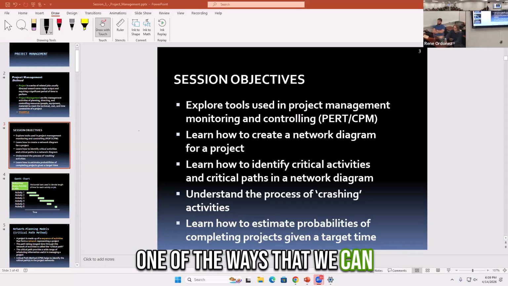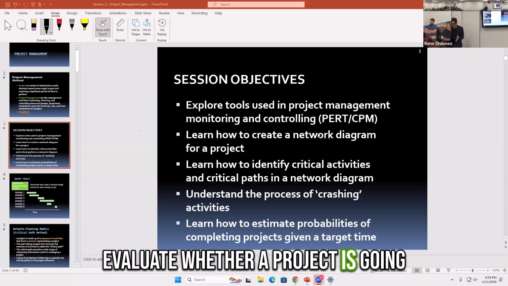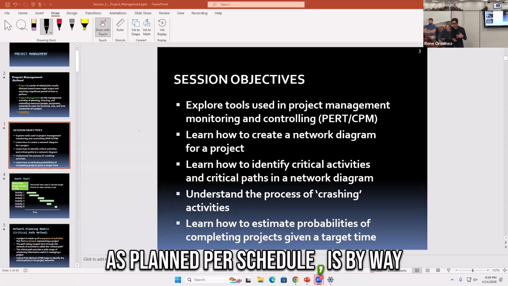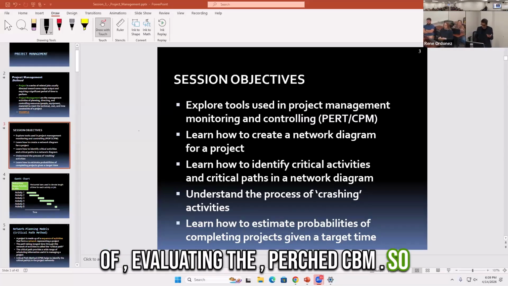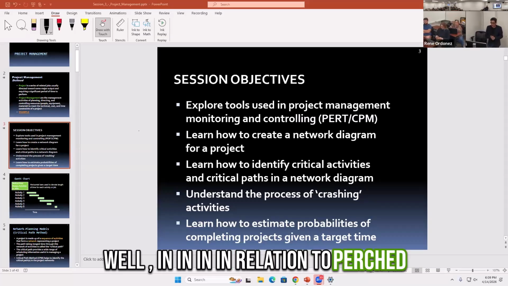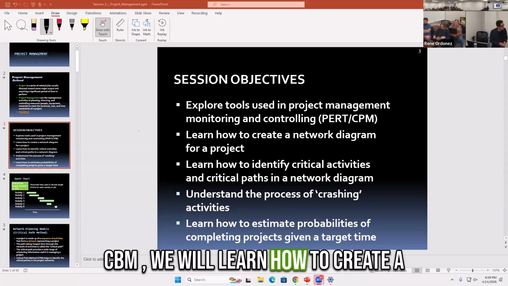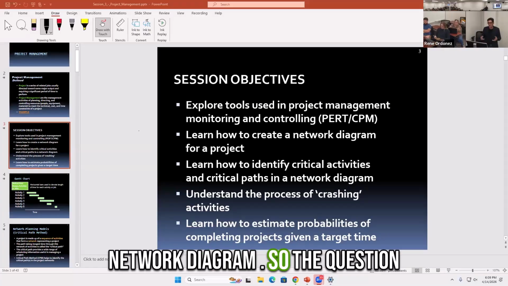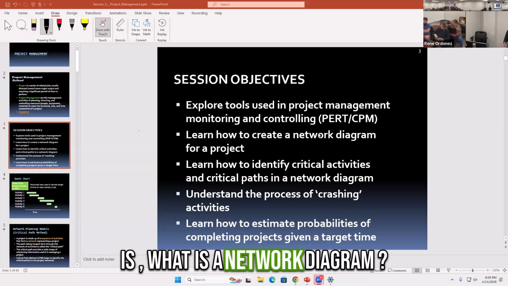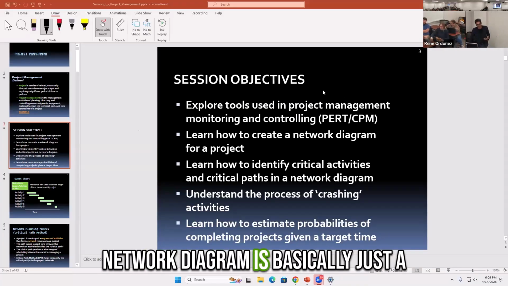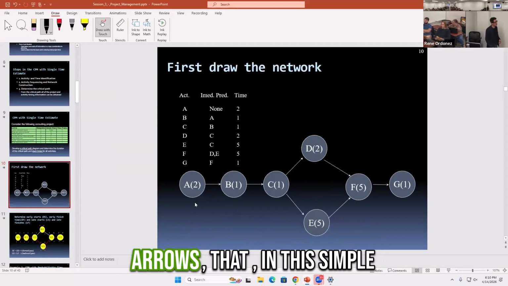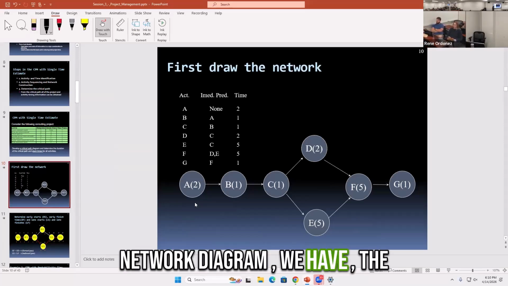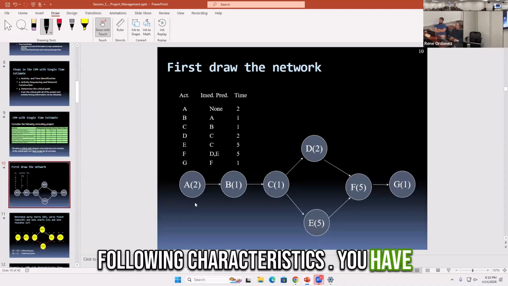One of the ways that we can evaluate whether a project is going as planned per schedule is by way of evaluating the PERT CPM. In relation to PERT CPM, we will learn how to create a network diagram. So the question is, what is a network diagram? A network diagram is basically just a bunch of nodes and arrows. In this simple network diagram, you have the following characteristics. You have activities.